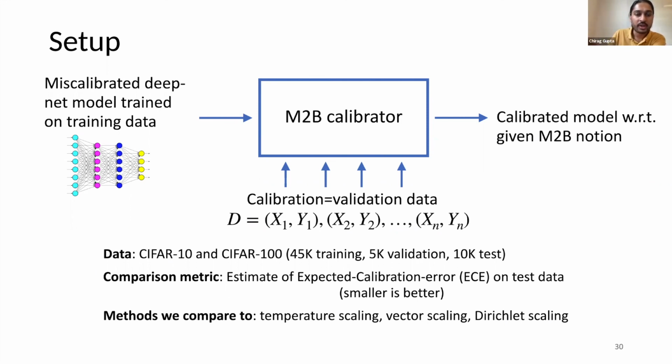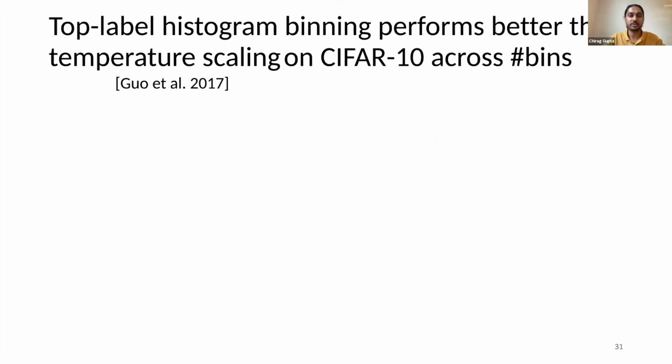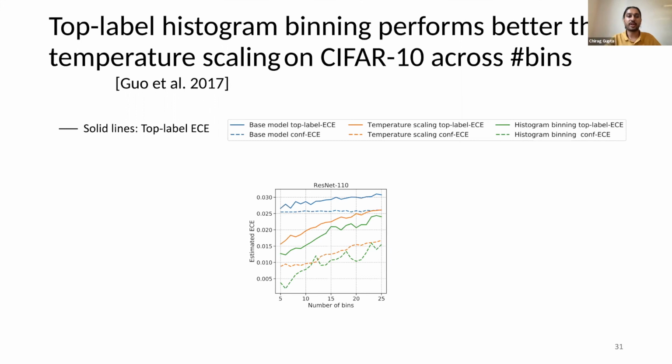Okay, so I have a big table in the paper, but in this talk, I won't bore you with that big table. We'll go into just some specific case studies on specific data sets and specific notions of calibration. So the first is top label histogram binning. And we compare it to this very popular method of temperature scaling on CIFAR-10. And we vary the number of bins. Like I mentioned, this number of bins ends up being a hyperparameter, and it's important to see what happens as you vary it.